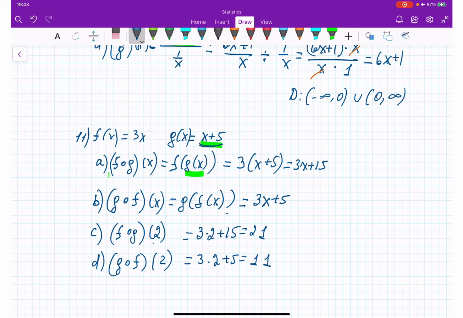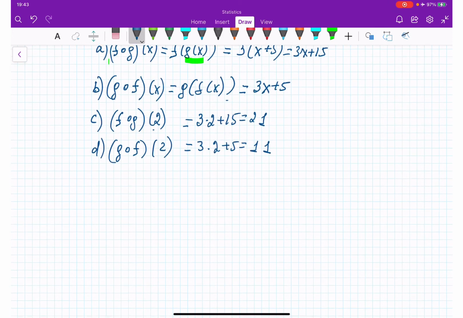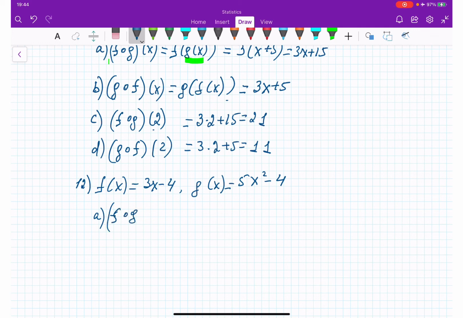Okay, let's do another one, so you can get used to it. Number 12. We have f of x is equal to 3x minus 4, and g of x is 5x squared minus 4. Okay, for a, we need to find the composition of f with g of x.